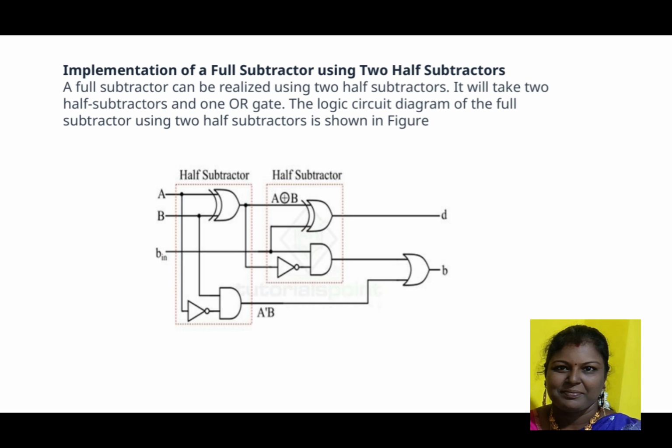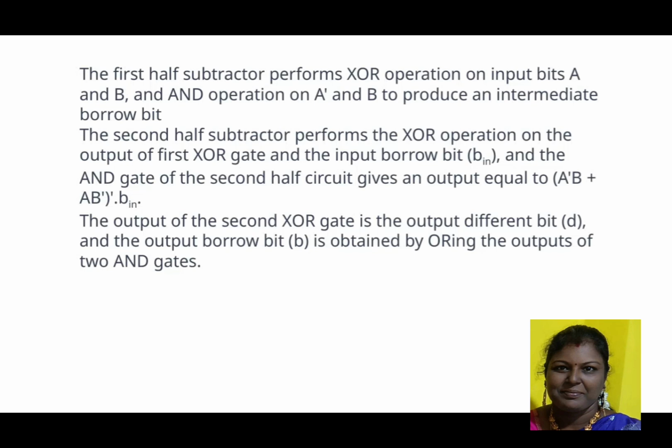Let's break down how the first half subtractor works. It starts by performing an XOR operation on the input bits A and B at the same time. It uses an AND operation on the complement of A and B to create an intermediate borrow bit. Moving on, the second half subtractor takes the output from that first XOR and combines it with the input borrow bit using another XOR. The borrow output here comes from ORing the results of 2 AND gates. The final XOR output gives us the difference bit.